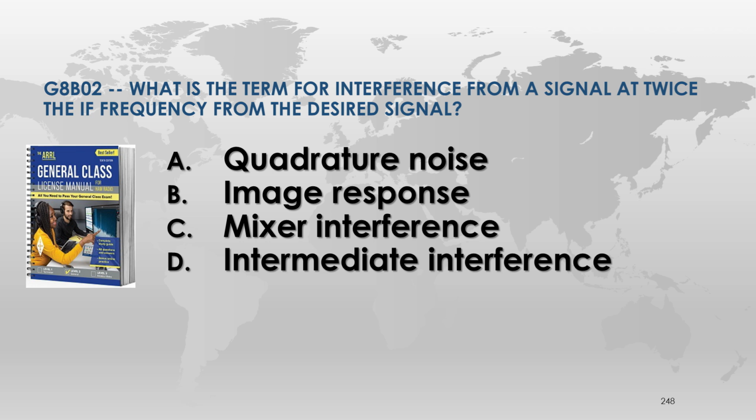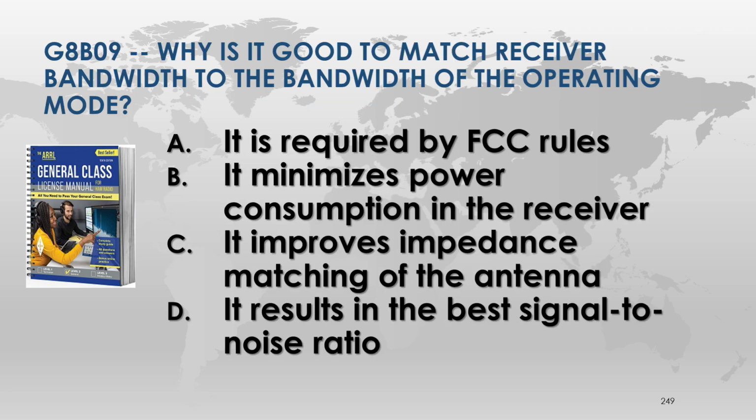What's the term for interference from a signal at twice the IF frequency from the desired signal? Twice. Charlie. Twice the IF frequency. Alpha. That'd be quad, it's 4, right? Yeah, quad's 4. Charlie. Image. Really? Yep. And it is a problem, and we did cover it. Not wrong. You're allowed to get some wrong, especially in class.